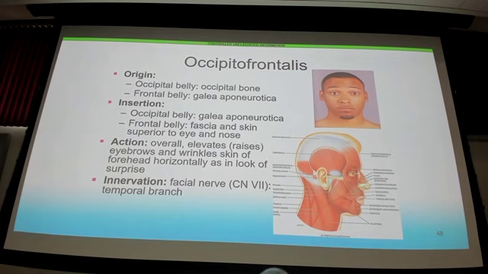The origin of occipitofrontalis is at the occipital bone. I'll always try to write O's and I's, so that's saying that's the origin. And then the frontal belly has an origin on the galea aponeurotica, or that white covering there. Then you have two insertions: the occipital belly inserts at the galea aponeurotica here, and the frontal belly is going to insert just superior to the eyes, down in here. It's going to tie into other muscles. If you were to tighten this muscle, that's going to help raise your eyebrows, wrinkle your forehead like you're surprised. It's bringing them up, so you can raise your forehead.